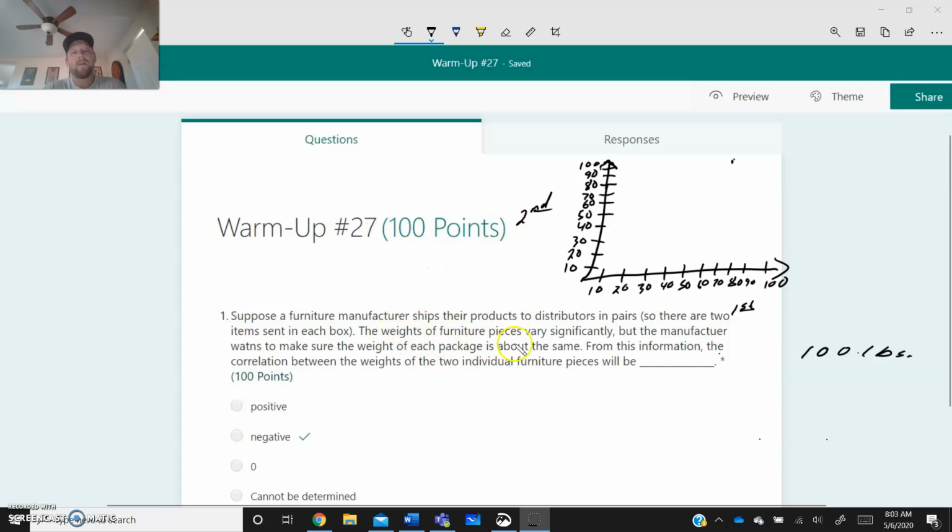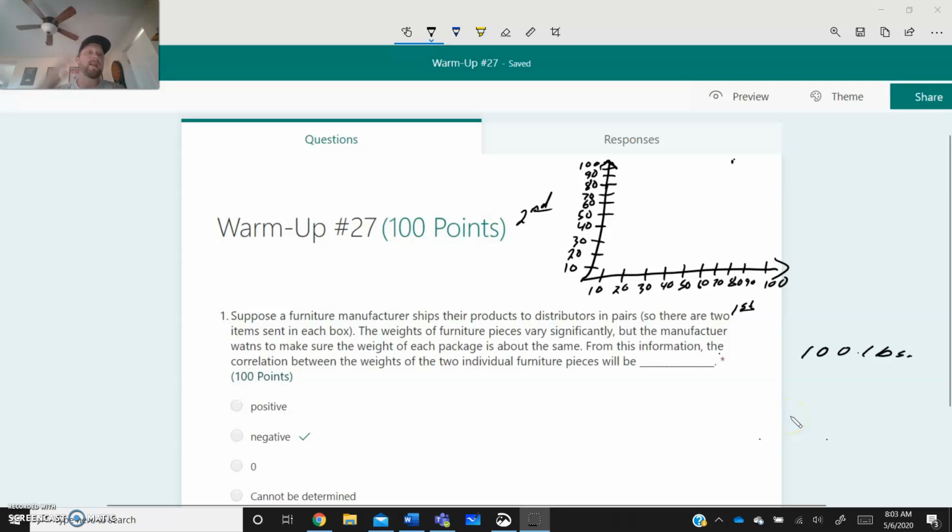The weight of furniture pieces varies significantly, but the manufacturer wants to make sure the weight of each package is about the same. From this information, the correlation between the weights of the two individual furniture pieces will be positive, negative, zero, or cannot be determined. I just made up 100 pounds.